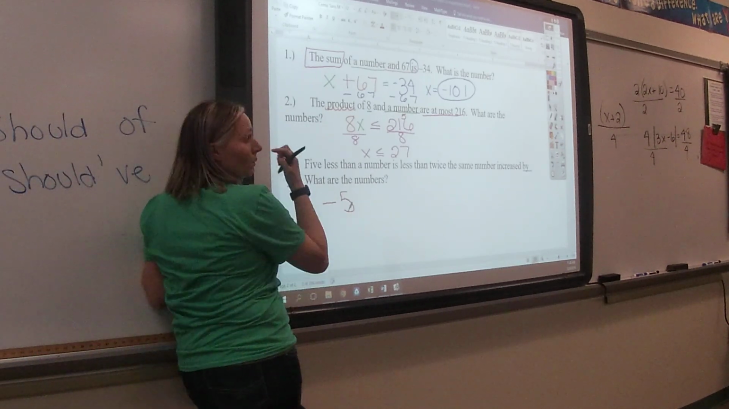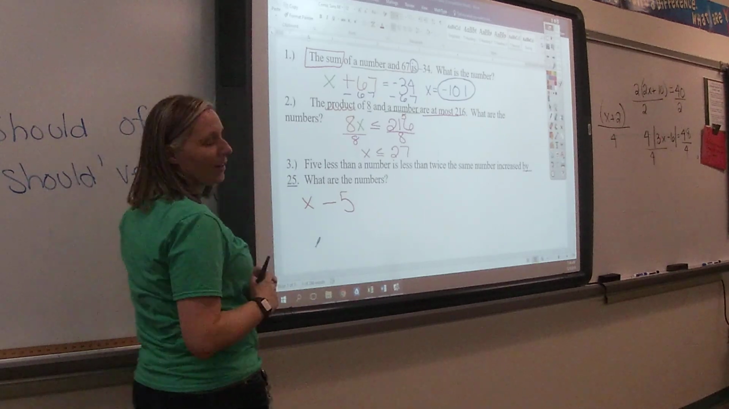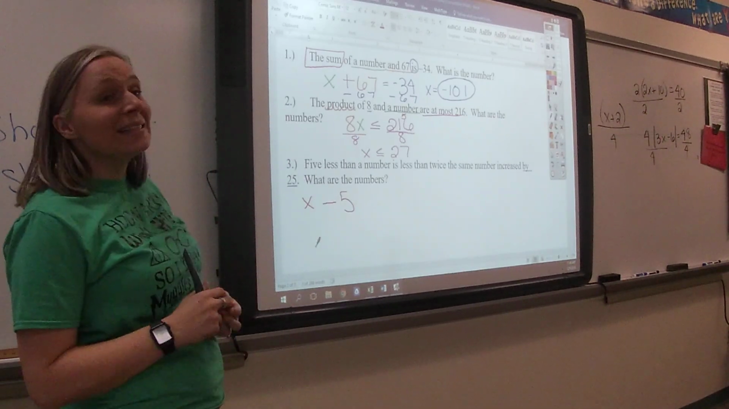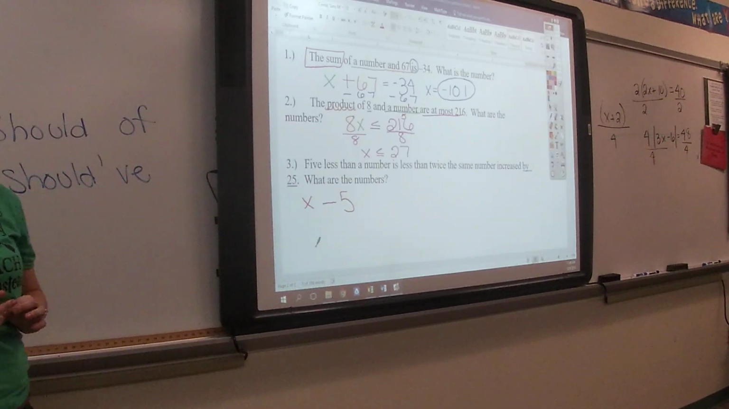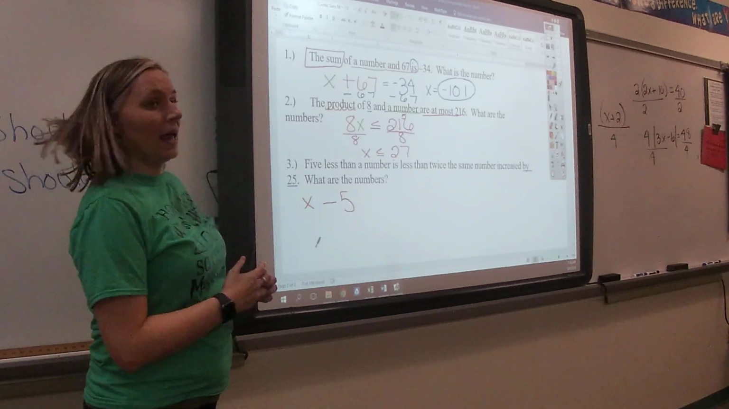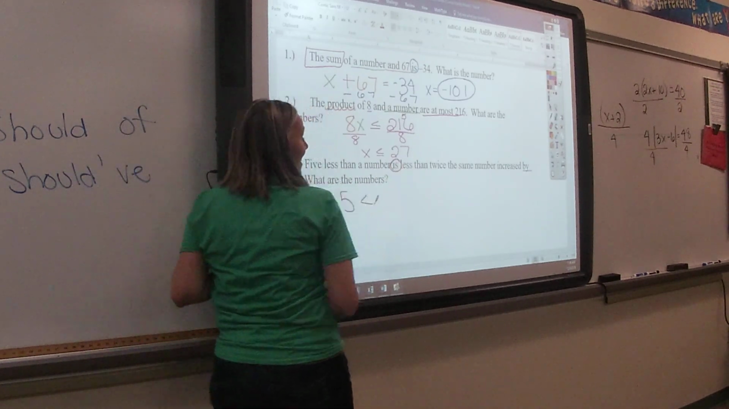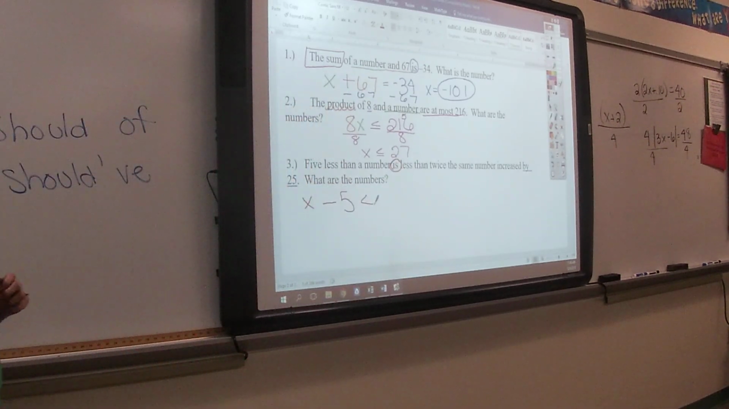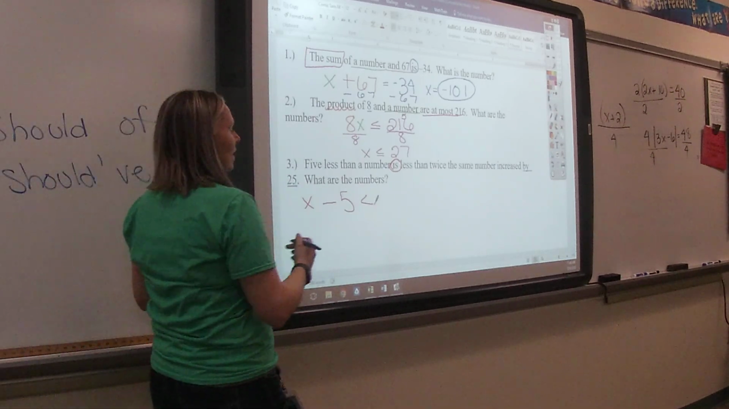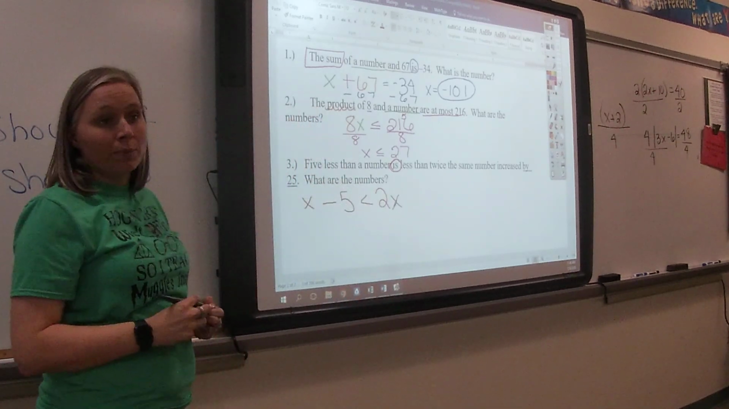A number. What am I going to write for a number? Z. Oh, now we're starting to feel bad for the other letters. Is less than. What am I putting for is less than? An inequality symbol because this one has the "is." Twice the same number. 2x. Plus 25. Increased by.